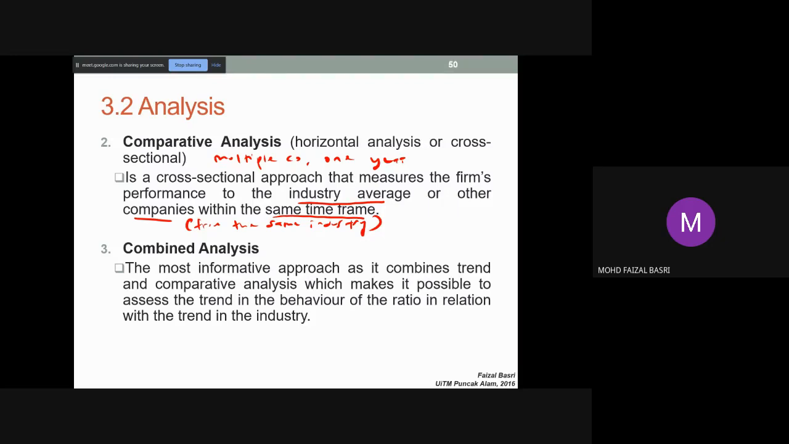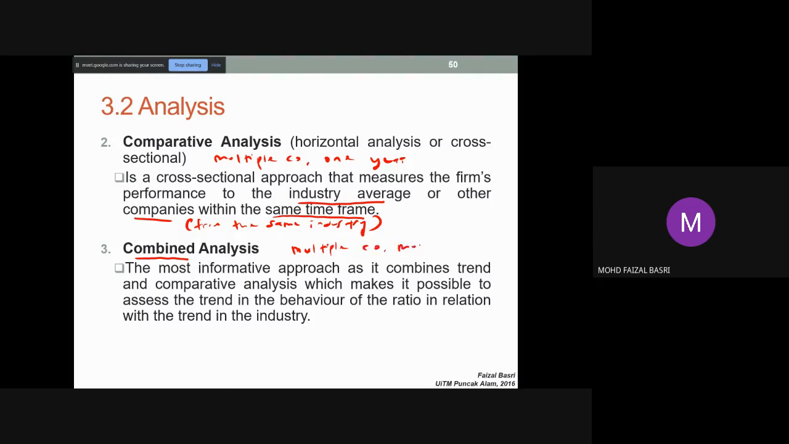But to get the best out of our ratios, we can use what we call as combined analysis. From the word you know already lah, dia akan combine number 1 and number 2. So what does it mean? We're going to have multiple companies.